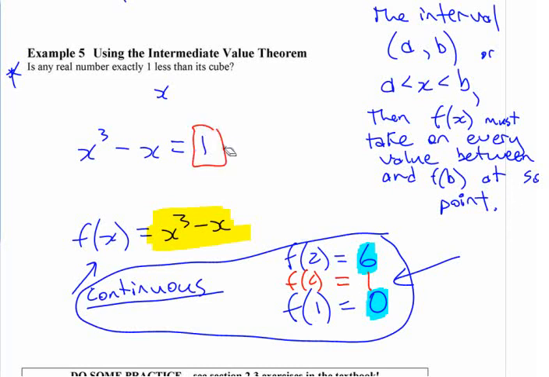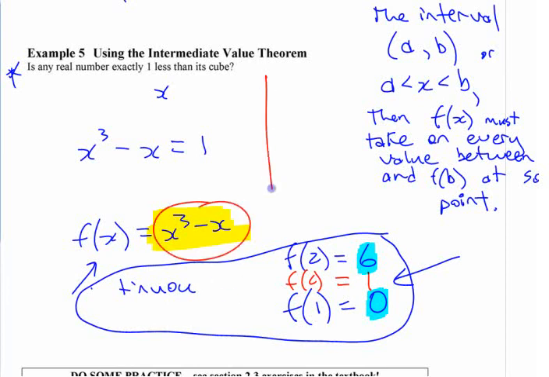There has to be a point where it's 1 because it's continuous. This function is continuous. Like, if you look at it on a graph, at 1 it's 0, at 2 it's 6. However it looks, we know it's continuous. At some point, it has to be 1, right? 0, 6. There has to be a point when it hits 1. So that's enough to say yes, okay?